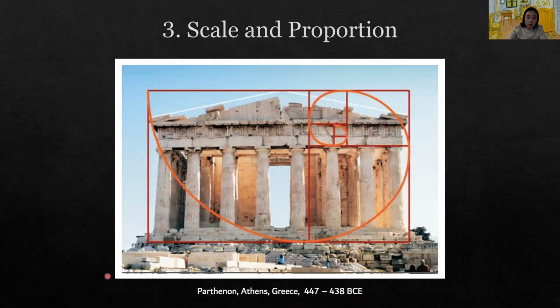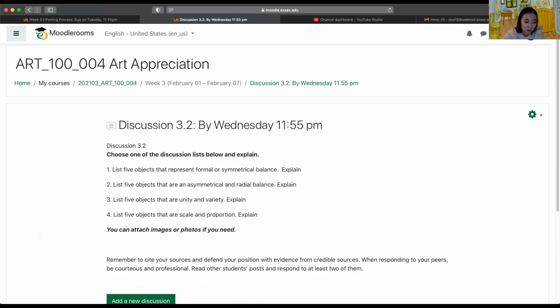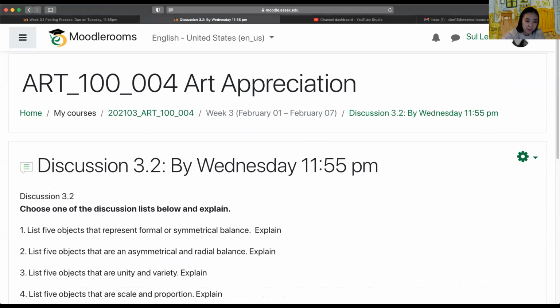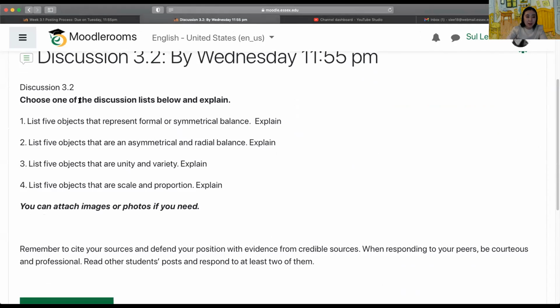So we're gonna continue to see the rest of the principles of design next week. And we have a discussion related to what we learned today. So this is today's topic of discussion. All right. So choose one of the discussions listed below and explain.